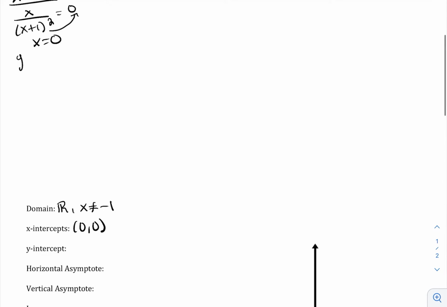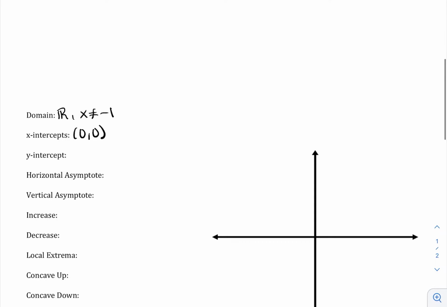Then we do our y-intercept. That means that we plug in 0 for x. That will give us 0 at the top, 1 squared at the bottom, which is 1. 0 over non-zero is always 0. So the y-intercept is also (0, 0). A little trick, a little concept: if you have an x-intercept that is (0, 0), the y-intercept has to be (0, 0).